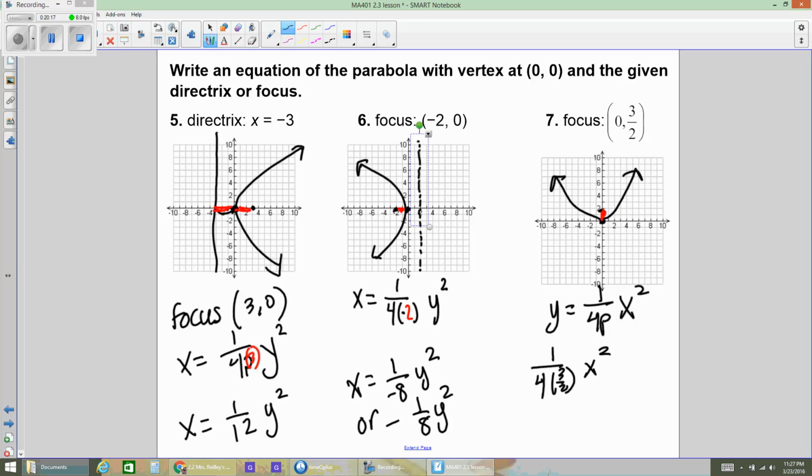X squared. Okay, so what is 3/2 of 4? Well, 4 times 3 is 12, and 12 divided by 2 is 6. So I get y equals 1/6 x squared.